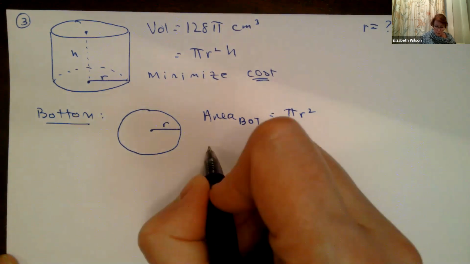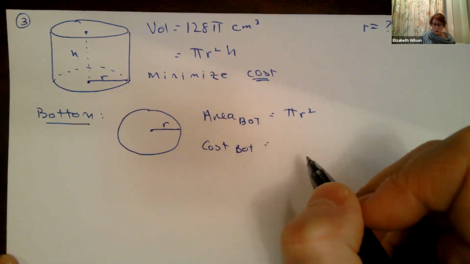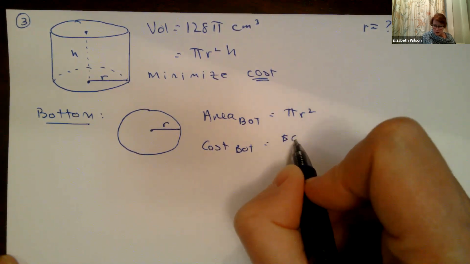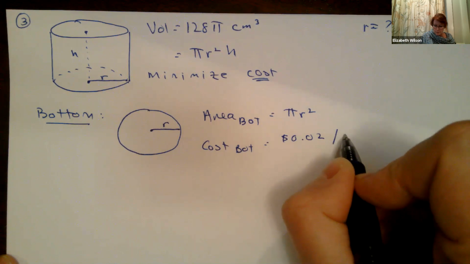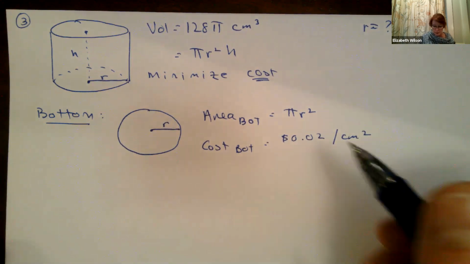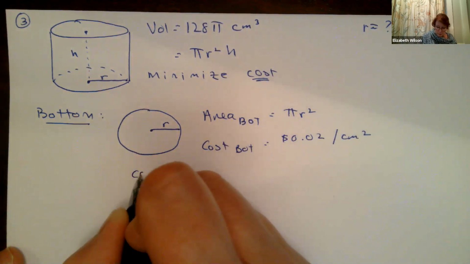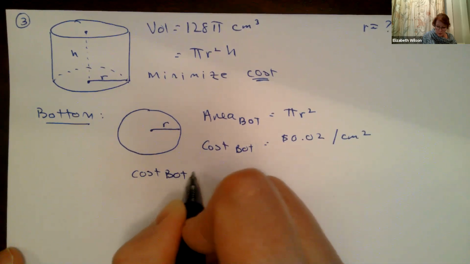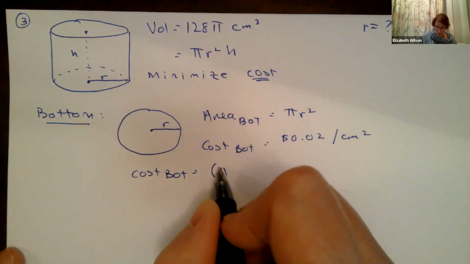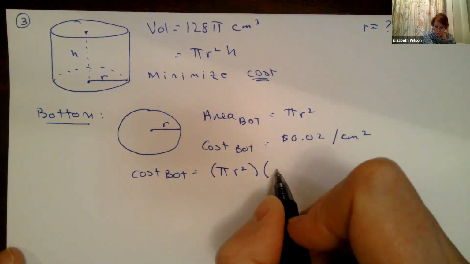So the cost of the bottom is, they said, 2 cents. I converted it to dollars, but it doesn't matter. You can leave it in terms of cents and you get the same answer at the end. So the cost of the bottom is going to be the area, pi r squared, times the cost per square centimeter.